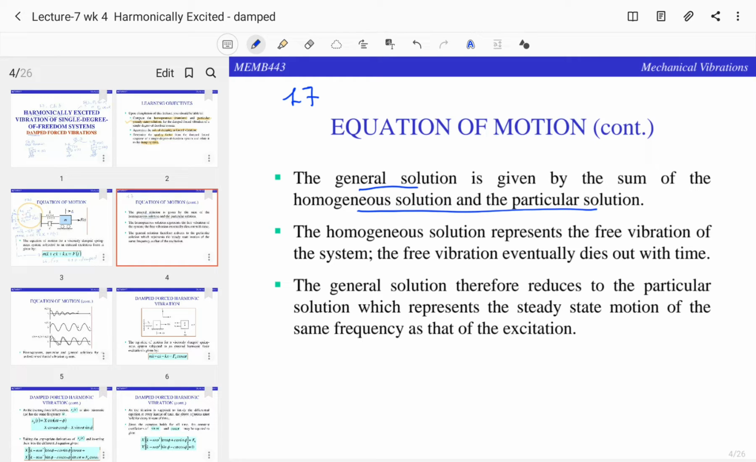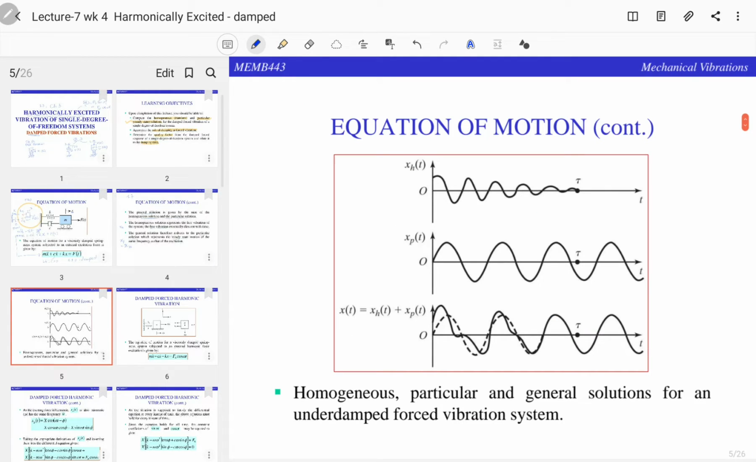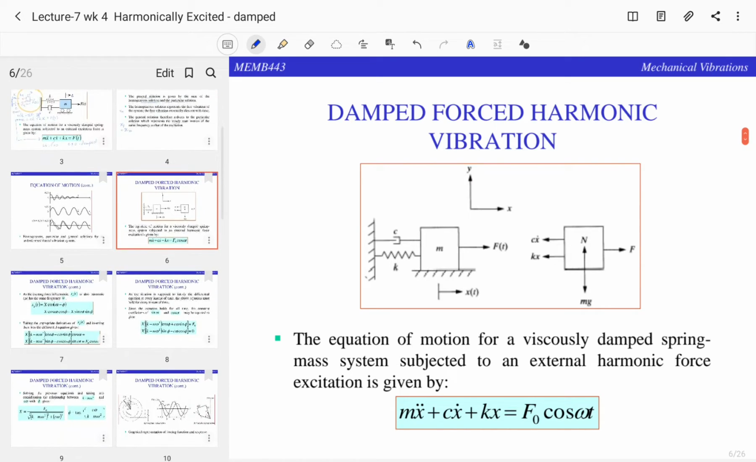Just make sure you know that the homogeneous solution XH is basically due to free vibration, and the second part is your particular solution XP, which is also equal to the steady state. Sometimes we call it XSS. Okay, this is a repetition from previous lectures. So this is how it looks, and you have the equations that we have derived in part 1.